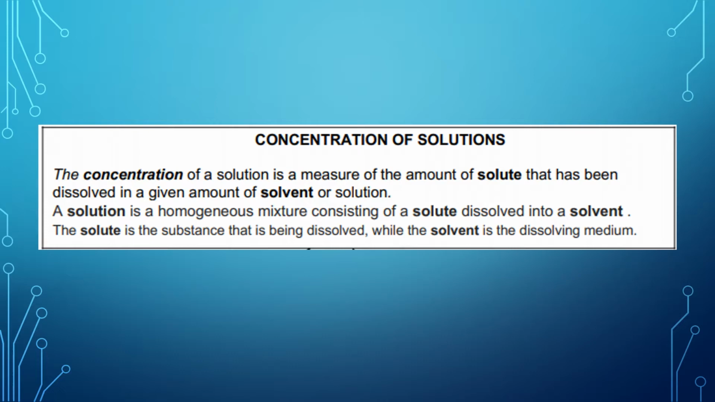Then for solvent naman, we have water, which is the universal solvent. Now, for this module, or Module 7, is focused on the concentration of solution. The concentration of solution is a measure of the amount of solute that has been dissolved in a given amount of solvent or solution.